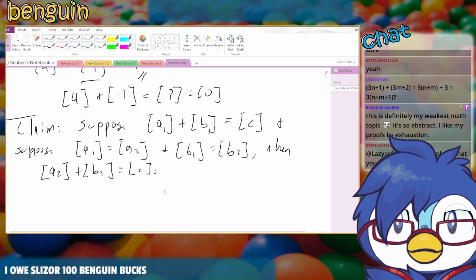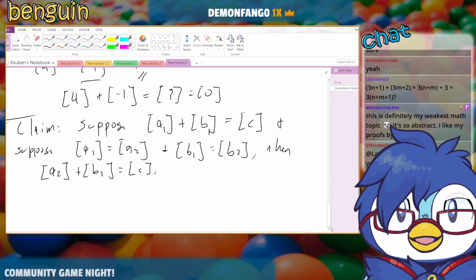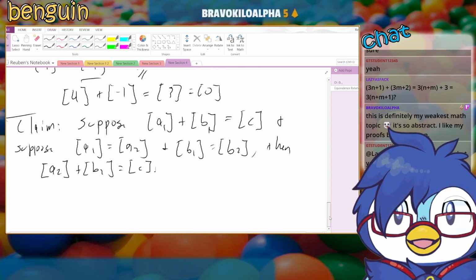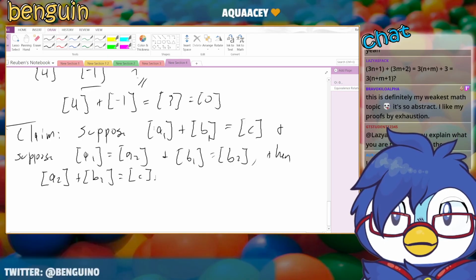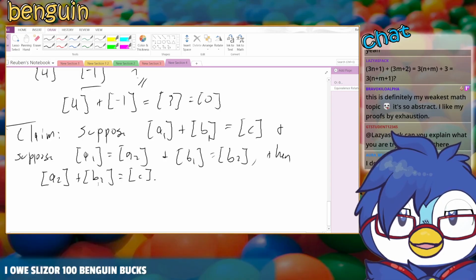Okay. So let's actually try to show this claim. Hopefully the claim itself is understandable, right? We're just saying if we have this result and we swap out A1 and B1 with A2 and B2, the result is still the same.